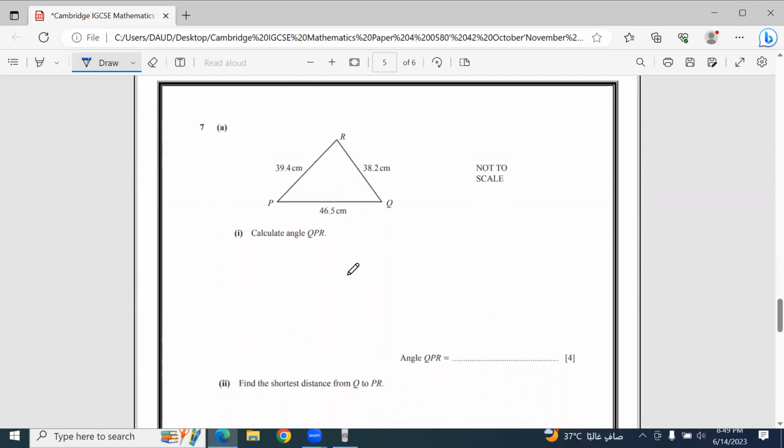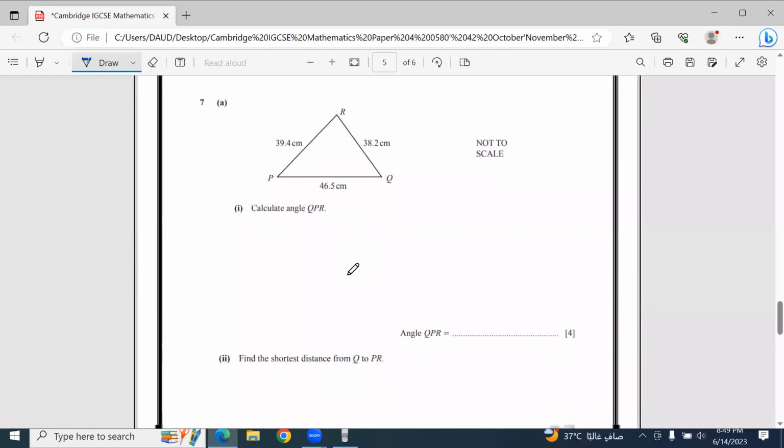Next, question number 7, related to trigonometry. We must know about sine law and cosine law, as well as how to find the area of a triangle when it is not a right angle triangle, and how to find the shortest distance. We have a triangle which is not to scale.